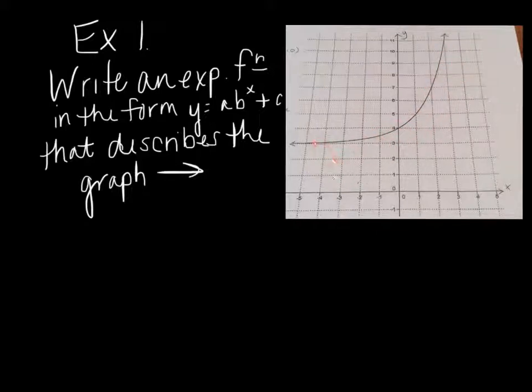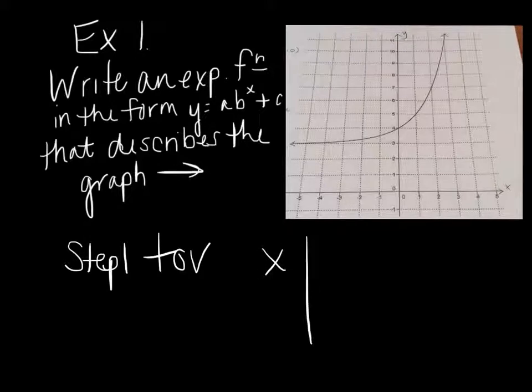So just like when we were first starting to write the equation of a parabola, we stuck to those key points and examined how they had moved about in the Cartesian plane. So step 1, let's create a table of values. And we'll look at 0, 1, 2, and 3.